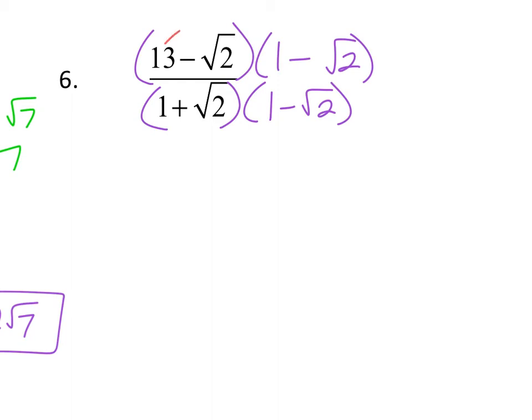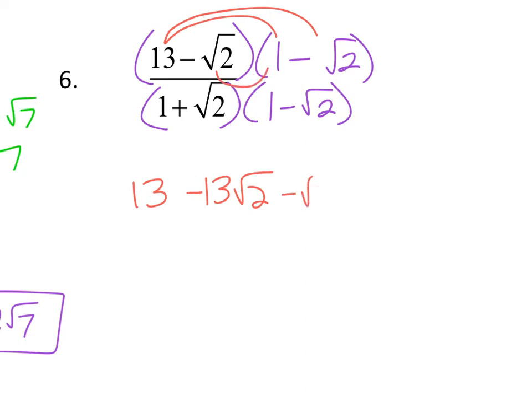Let's start with our numerator. 13 multiplied by 1, you get 13. 13 multiplied by a negative square root of 2, you get a minus 13 square root of 2. Then negative square root of 2 multiplied by 1, you get a minus square root of 2. And then negative square root of 2 multiplied by negative square root of 2. Negative multiplied by negative gives you a positive. Square root of 2 multiplied by the square root of 2, you just get the number 2.